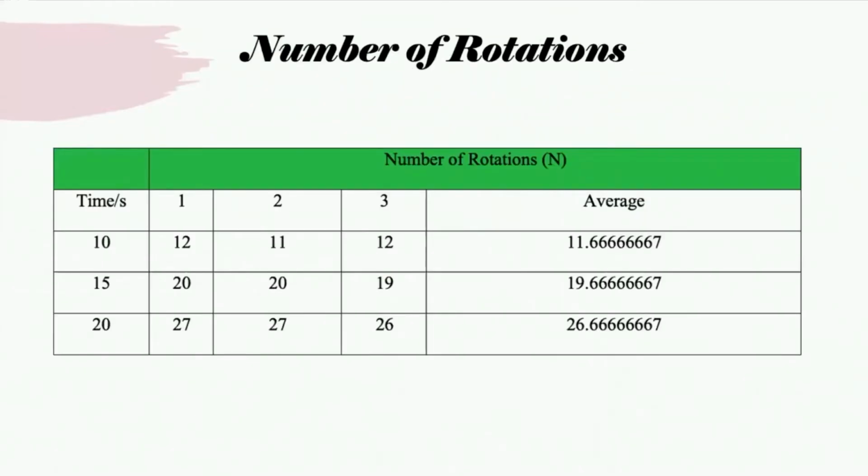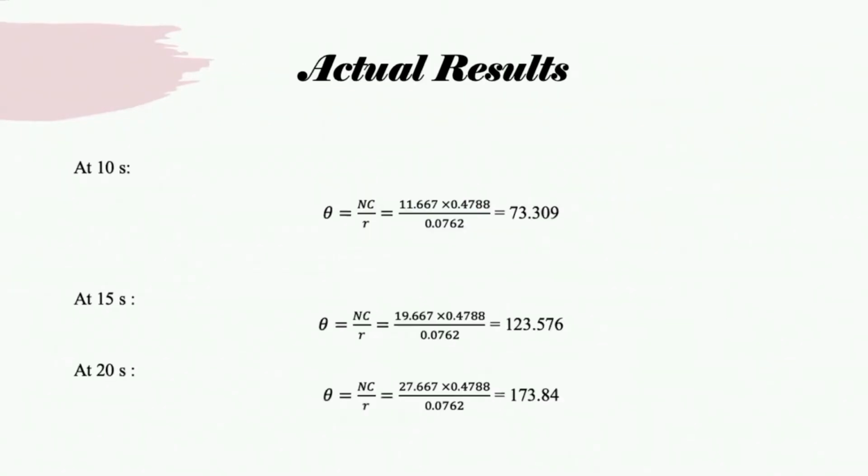The following table shows the number of rotations recorded for the first step increase at time intervals of 10, 15, and 20 seconds. Using the number of rotations, the following are the actual results of the angular displacement.